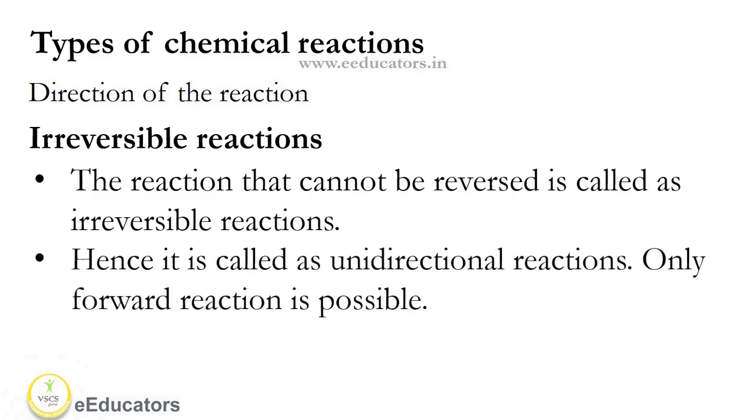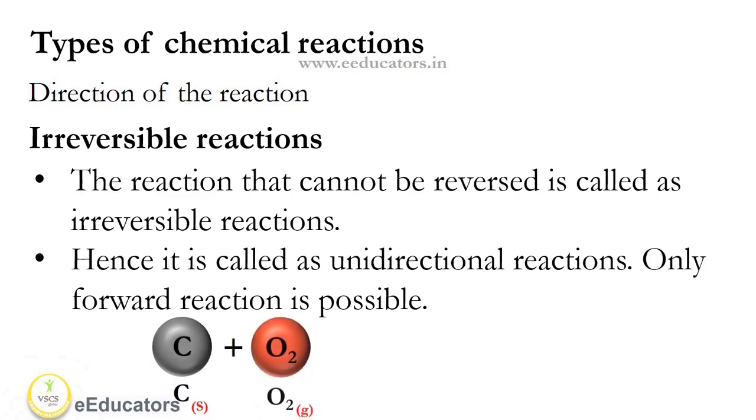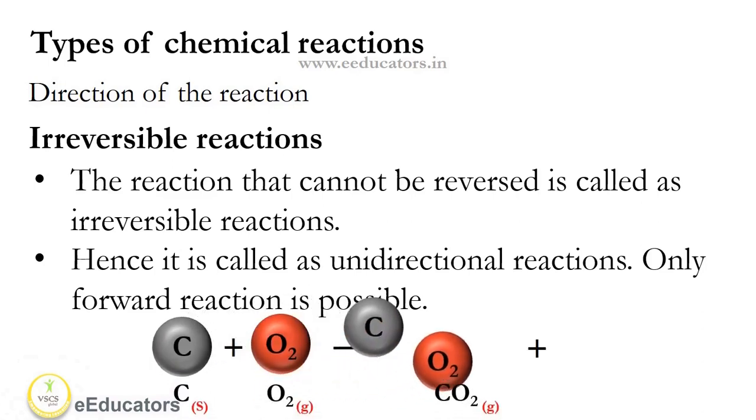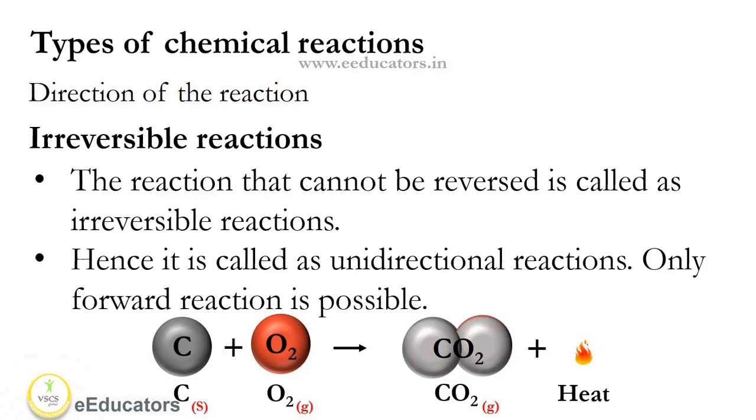Let us take solid coal, which has carbon in it. When it burns with oxygen, it forms the product carbon dioxide and heat. It is impossible to reverse the reaction. It is not possible to get solid coal from the reaction of carbon dioxide and heat.